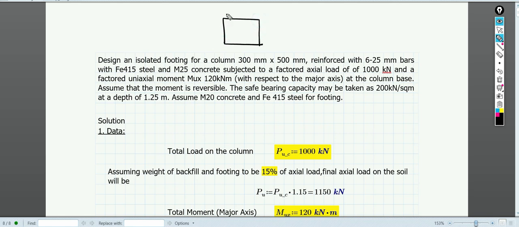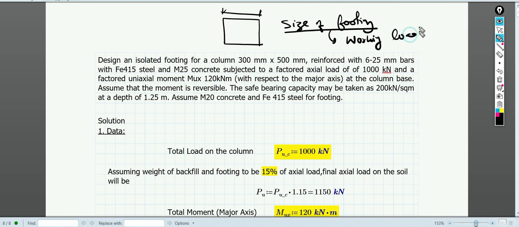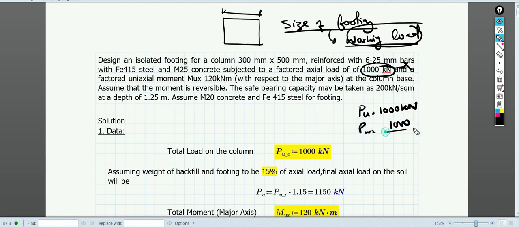So when we will be finding out the shape and size of the footing, what do we do to minimize the factor of safety? We consider the working load, not the design load. Design load is not taken, working load is taken. If I have a design load of 1000 kilonewton, then the working load will be 1000 divided by 1.5. This is taken for calculation of the soil pressure and the soil stresses.